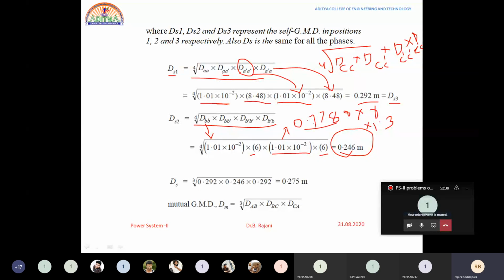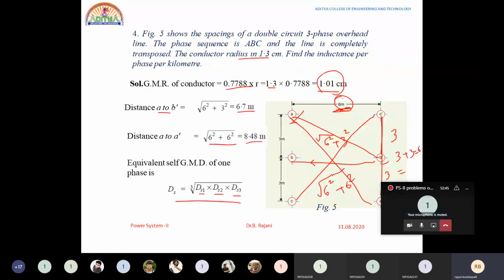Wherever you have A dash, the conductor A and A dash, you will be seeing this formula for the self GMD. Now, for A dash into A, you have to see the actual distance. From here to here, what is the distance? Root of 6 square plus 6 square, which is nothing but 8.48 meters. That distance only you have kept.